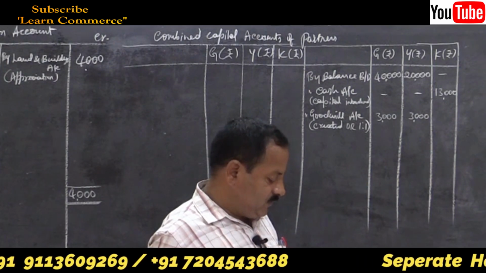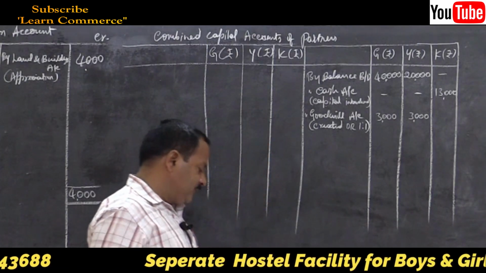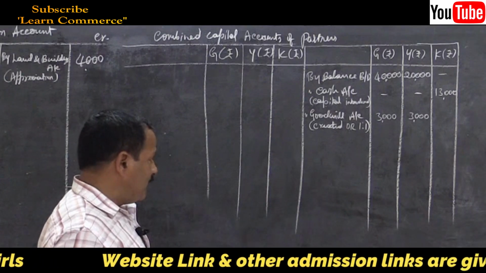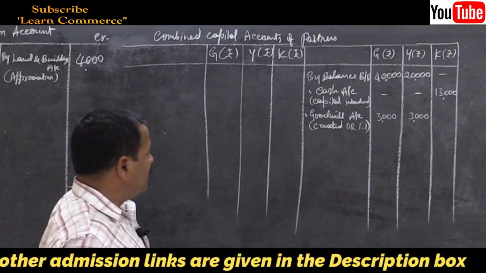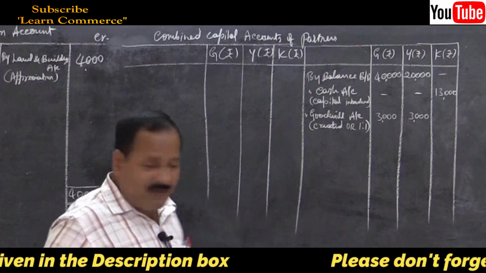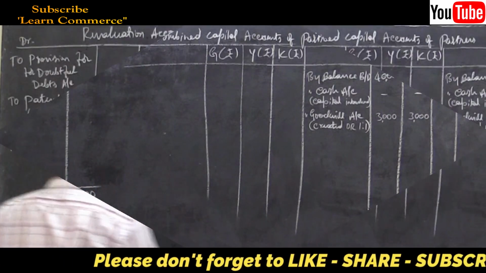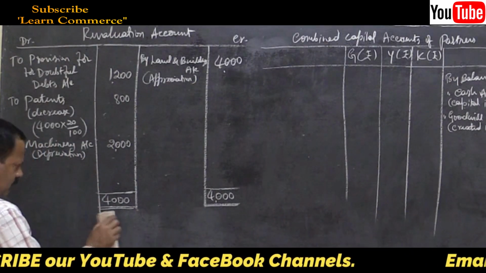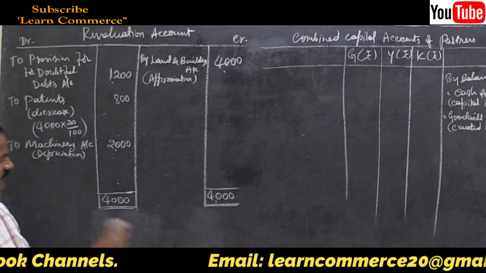Yes. Then are there any other entries? No, there are no other entries. So you have to close the capital account, right? Close the capital account, but what you have to do is calculate the capital of the partners in the new firm.